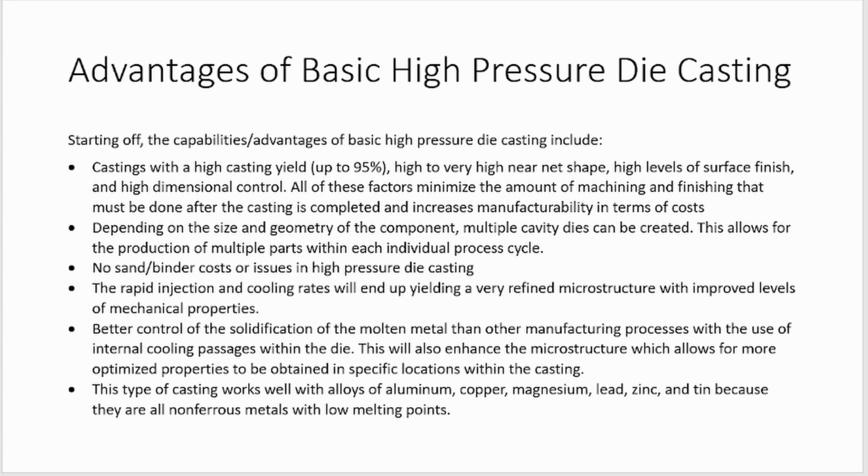There is better control of the solidification of the molten metal than in other manufacturing processes, with the use of internal cooling passages within the die. This will also enhance the microstructure, which allows for more optimized properties to be obtained in specific locations within the casting. And this type of casting works well with alloys of aluminum, copper, magnesium, zinc, lead, and tin because they are all non-ferrous metals with low melting points.